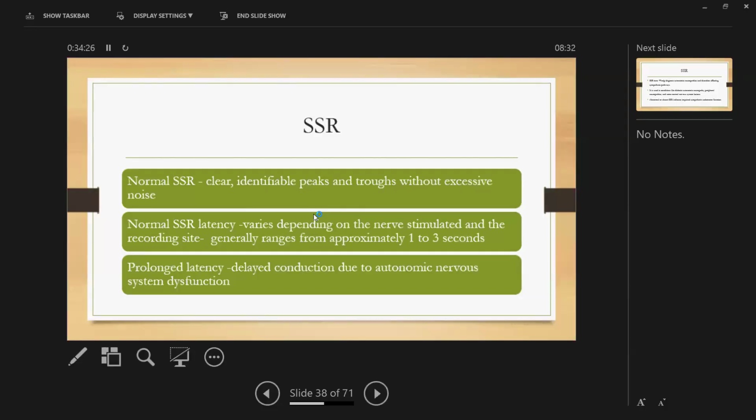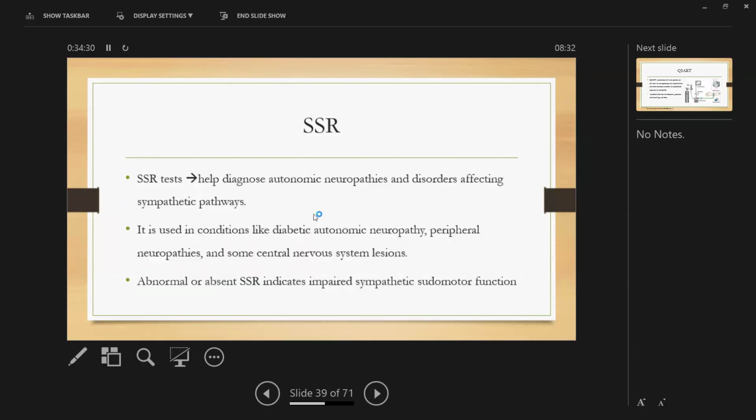If there is a prolonged latency or we are not getting the waveform, it indicates autonomic nervous system dysfunction. The main usefulness of this test is to identify small fiber neuropathies and autonomic neuropathies, mainly affecting sympathetic pathways. The common thing we see in clinical practice is diabetic small fiber neuropathy, where the SSR will be absent. Also in autonomic dysfunction, the SSR will be absent.